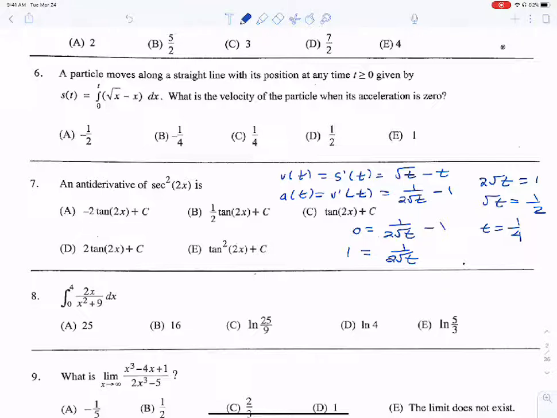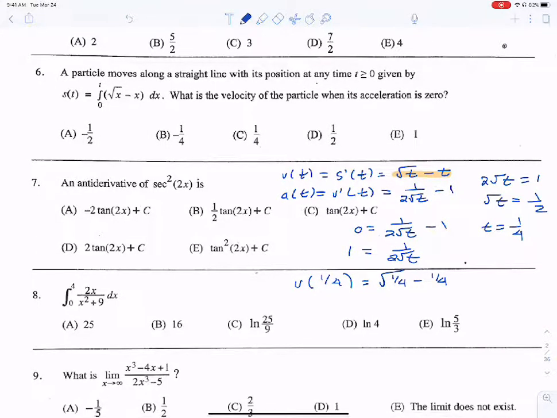So what they're really asking is, what is the velocity when the acceleration equals 0? They really want to know what is the velocity at t equals 1/4. And so I'm going to take my velocity function, which I found right here, and I'm going to plug in 1/4. So I'm going to get the square root of 1/4 minus 1/4. So it looks like 1/2 minus 1/4, which is 1/4.